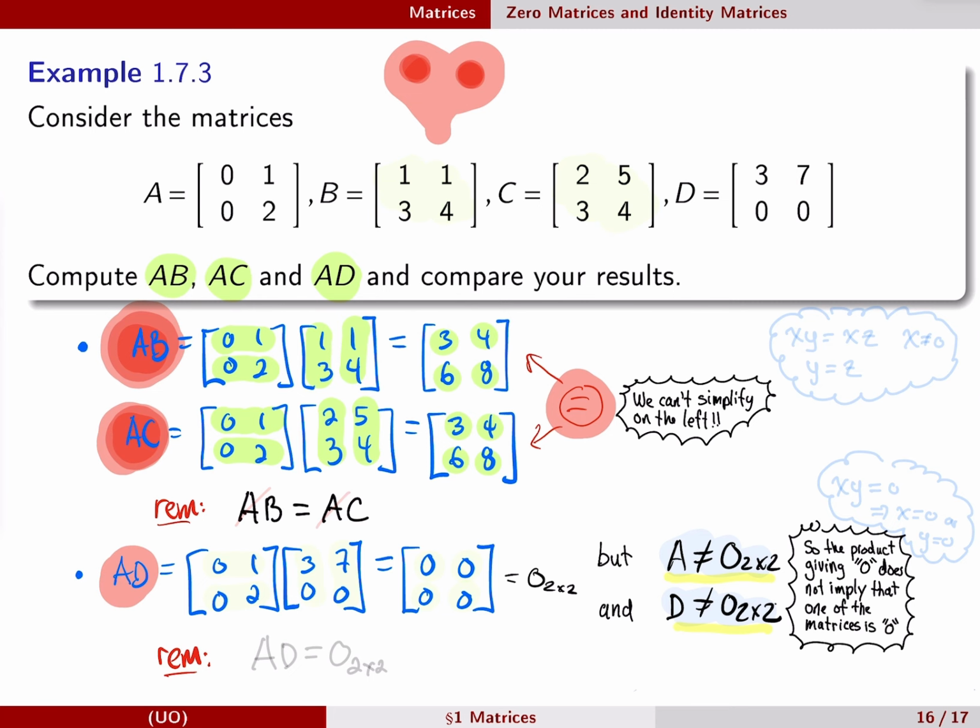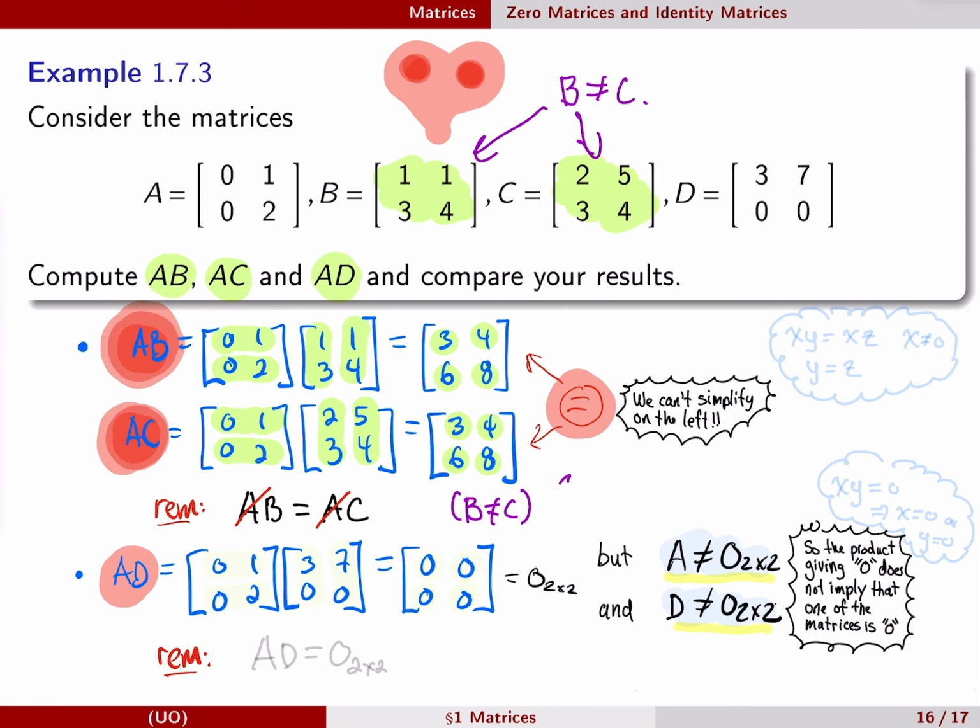But those matrices B and C, if you compare the matrix B and the matrix C, they're not equal. So you cannot simplify. You cannot just say, oh, if you have a matrix equation AB equal to AC, I'm canceling on both sides. That doesn't work for matrix multiplication.